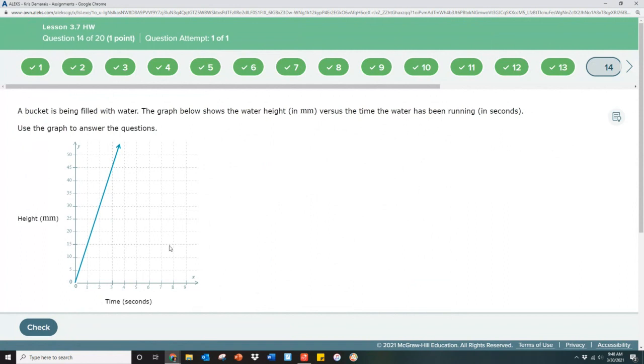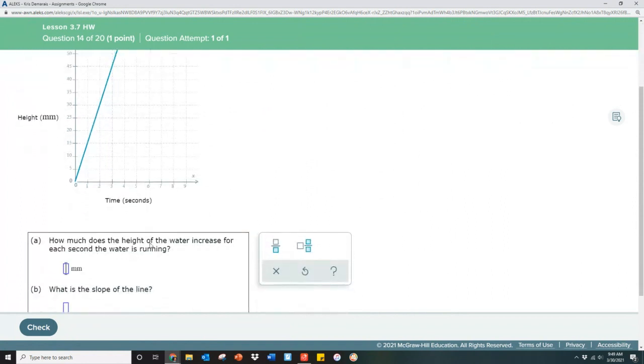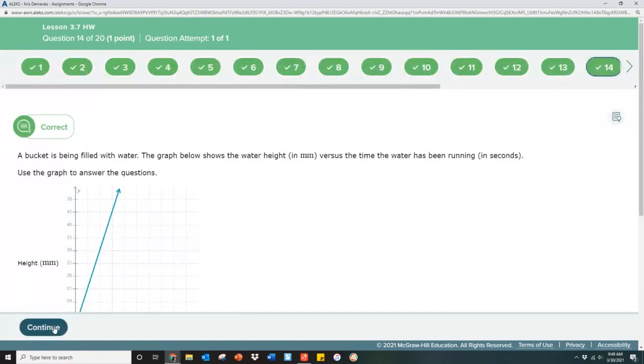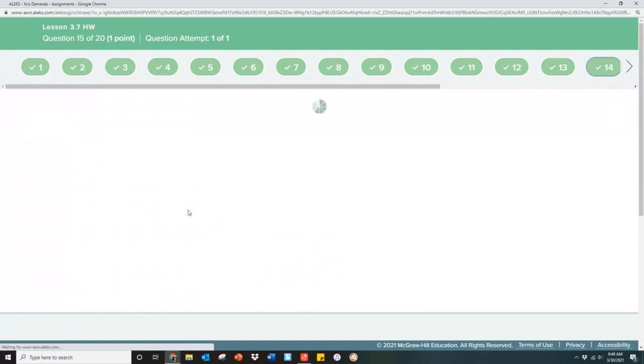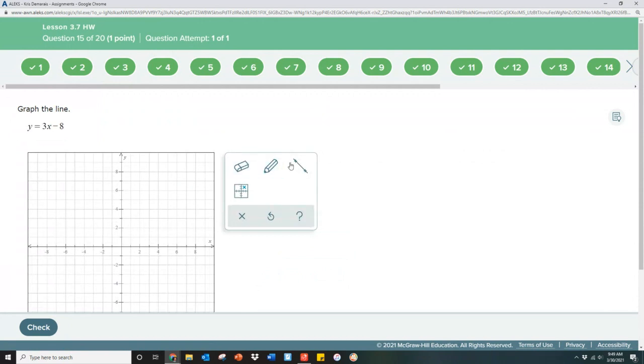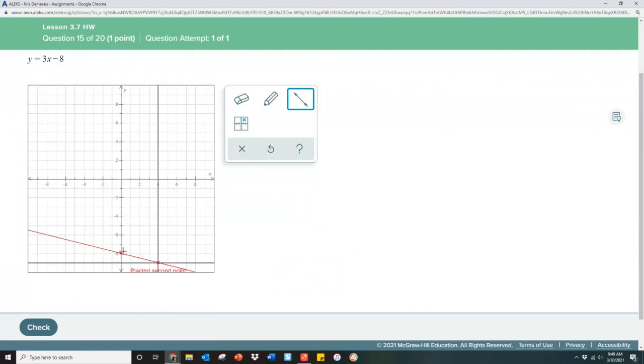A bucket is being filled with water. How much does the height of the water increase for each second the water is running? Well, for 1 second, it's increasing by 15 millimeters. And then the slope is the same exact value. It's 15 over 1. Now, graphing of this line, I'm going to go ahead and graph -8 first, and then go up 3, 1, 2, 3 over 1. And then I'm done.